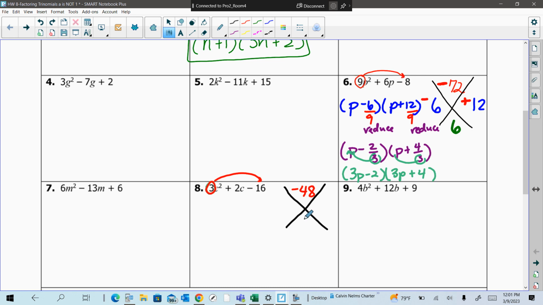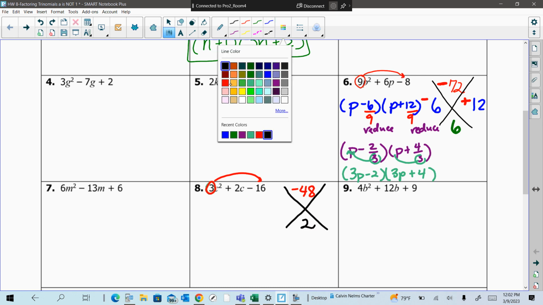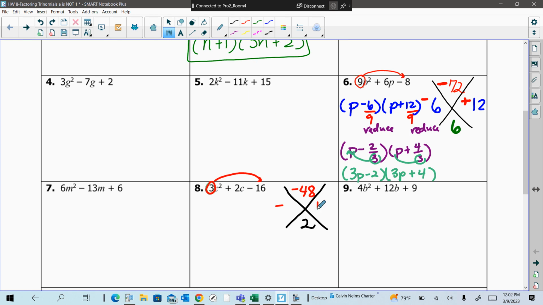and then a positive 2 would be at the bottom of my puzzle. Because I have a negative 48, I know my signs are going to be negative and positive. So I'm trying to get factors of 48 whose difference, the difference of those signs, would end up giving me a positive 2 here. So you can use your factor sheet to help you on that, or you can list out your factors.